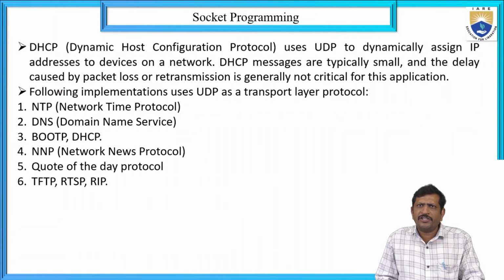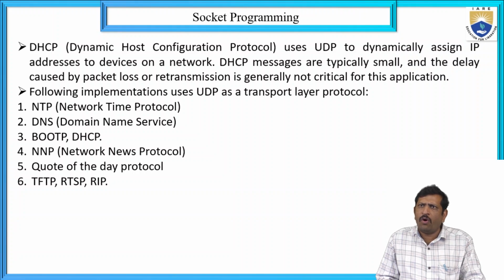And DHCP, Dynamic Host Configuration Protocol. The next application is DHCP, which uses UDP to dynamically assign Internet Protocol addresses to devices on a network. These Dynamic Host Configuration Protocol messages are very small, and delay caused by packet loss or retransmission is generally not critical for this application.